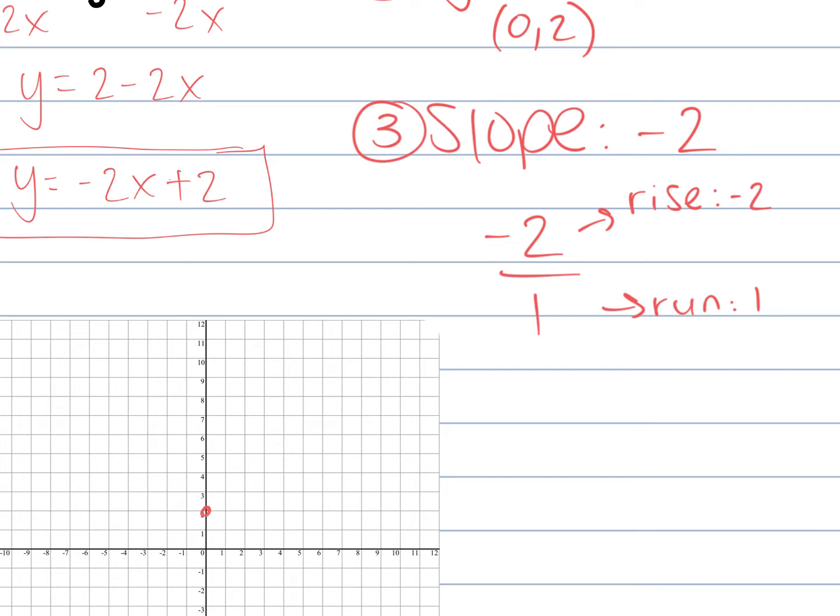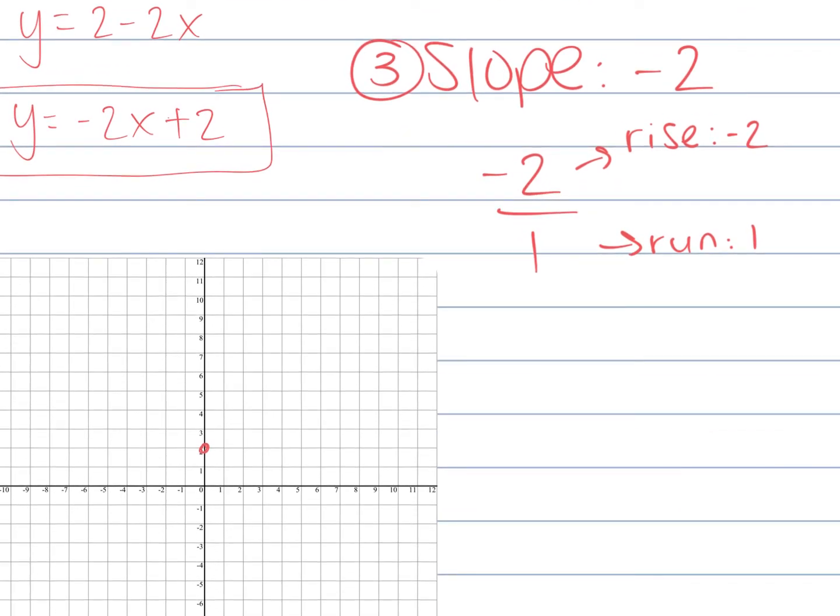The run is the x and the rise is the y. Guys, listen carefully. If you're rising negative 2, where do I move? Downwards. How many? 2. So start at this point and draw an arrow going down 2 units.